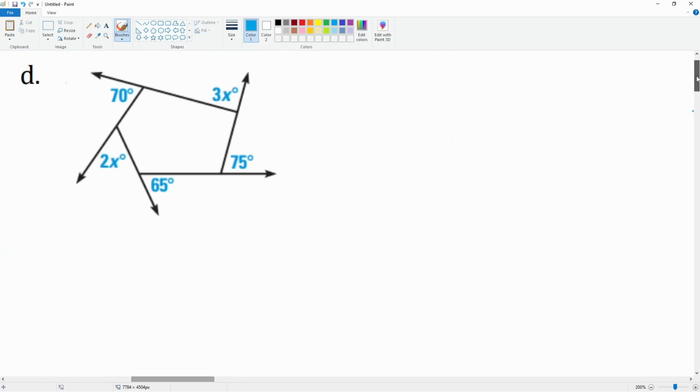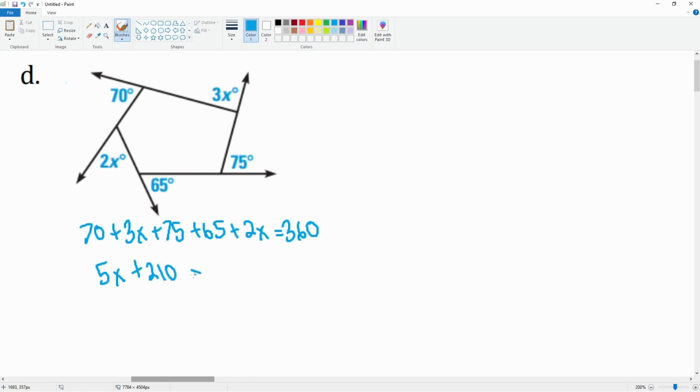And then the last one, 70 plus 3x plus 75 plus 65 plus 2x is equal to 360. Combine some like terms. This is 5x plus 75 plus 60 plus 210 is equal to 360. I just combined all my like terms, all the constants together, all the variables of x together. Subtract 210 from both sides. 210 minus 210 cancels. 5x is equal to 360 minus 210. That gets me 150. The 5x, we divide by 5 on both sides. Now this is x is equal to 30.